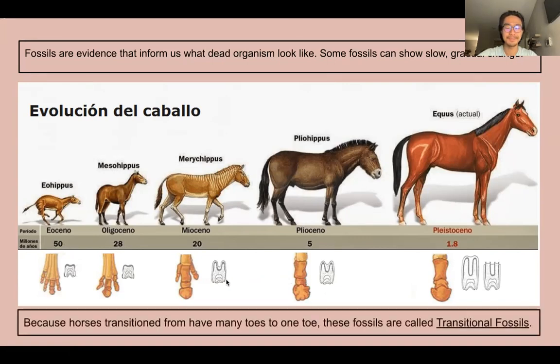No pun intended. So because horses transitioned from many toes to 1, we call these fossils transitional fossils. You go from 4, 3, kind of 2, and then to 1, right? You're not going directly from 4 to 1. So we're transitioning, we call these transitional fossils.